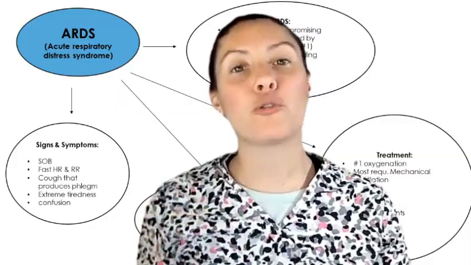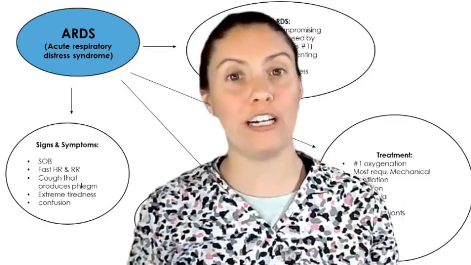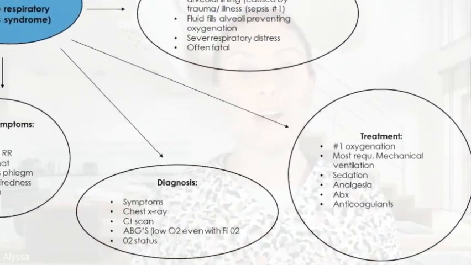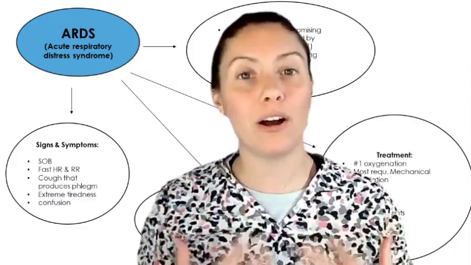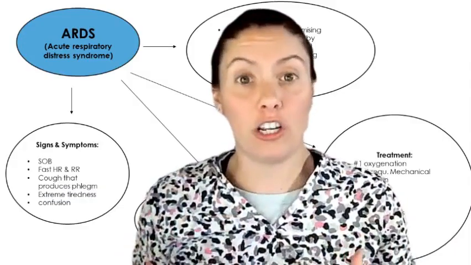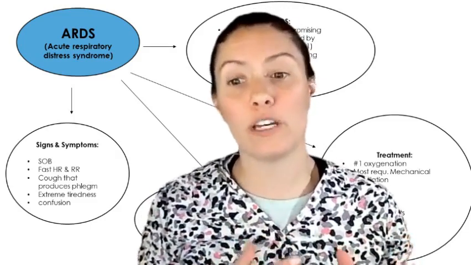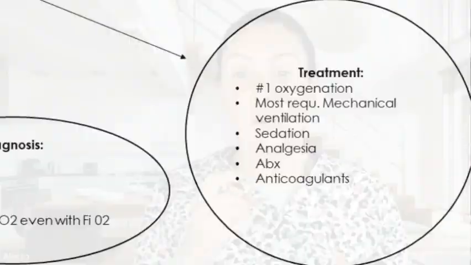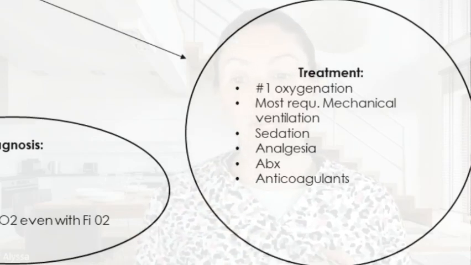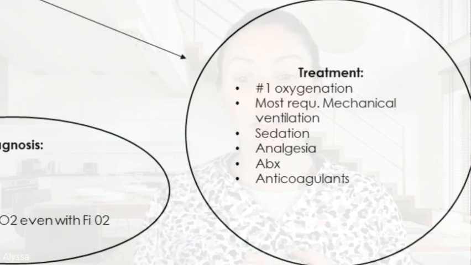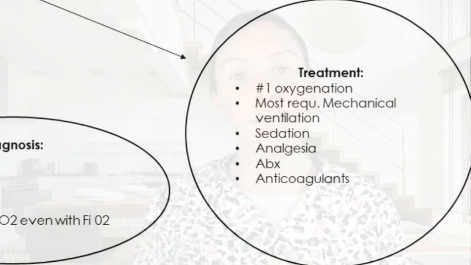Next, we have treatment. So how are we going to treat acute respiratory distress syndrome? Number one is oxygenation. We need to have their body have enough oxygen that it needs to properly function and maintain homeostasis. Then there's mechanical ventilation, sedation, pain medication, antibiotics, and anticoagulants.